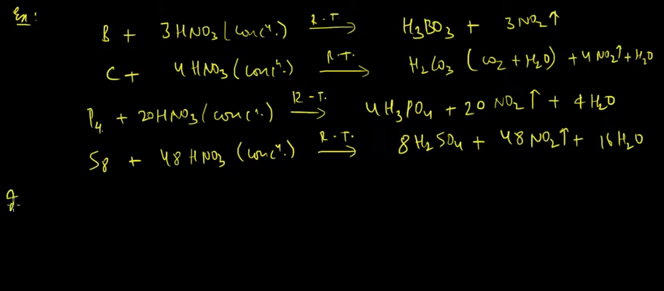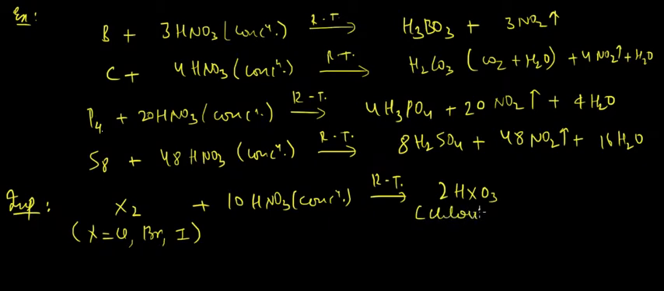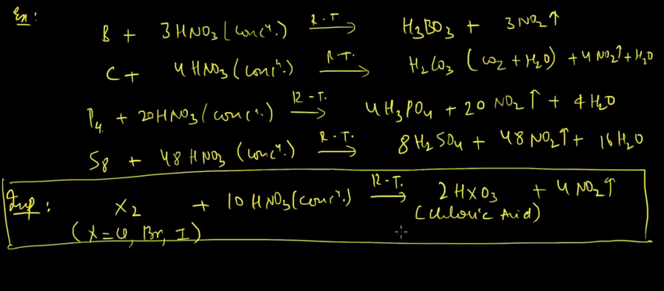Okay, next important reaction is, suppose we have X2, X being Cl, Br, I reacting with concentrated HNO3 at room temperature and forming 2HXO3, which is chloric acid, and 10NO2. Okay, just remember this important reaction. This is the reaction of halogens with concentrated HNO3.